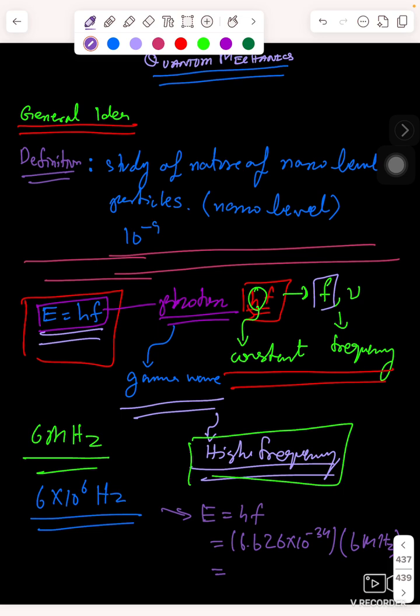The calculation is 6.626 times 10 to the power minus 34, times 6 times 10 to the power 6. My calculation gives a value of nearly 3.97 times 10 to the power minus 27 joules.